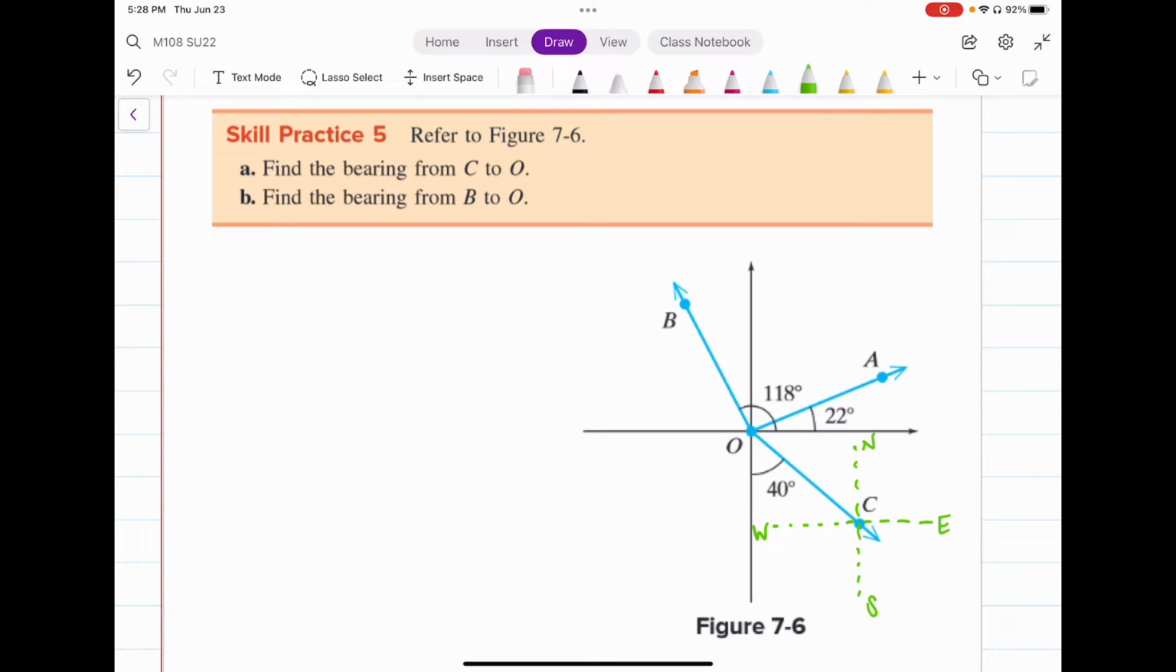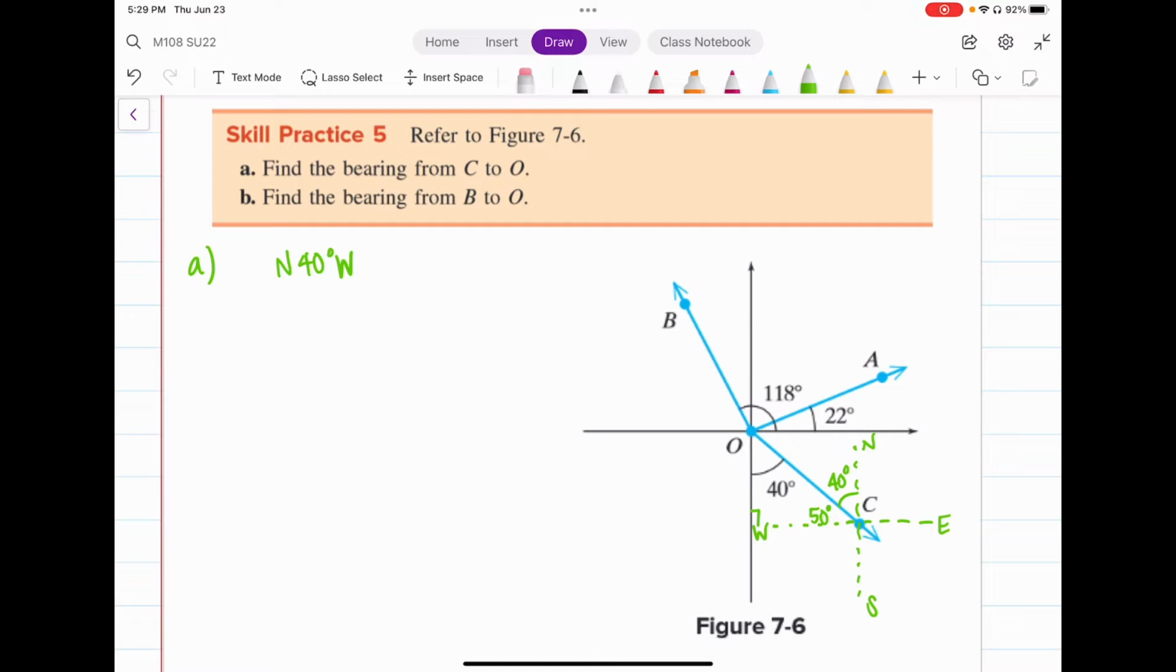The angle from C to O in relation to the north-south line, that's a right angle formed on the y-axis. That means that this angle here is 50 degrees, which is complementary to the angle that we're looking for, which is 40 degrees. That means that the bearing for C to O is north as it's going up, 40 degrees west.